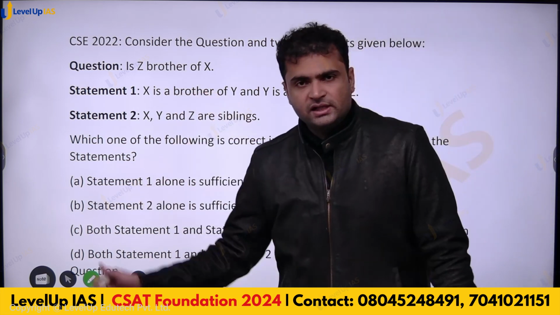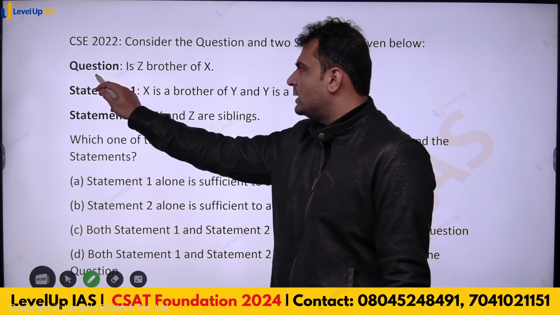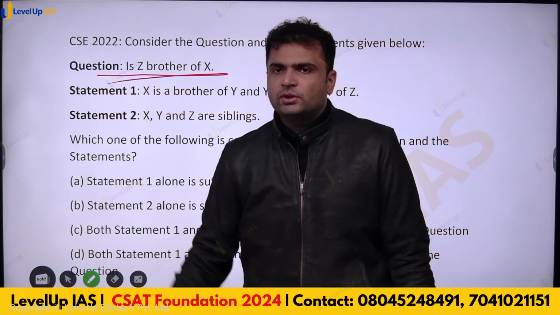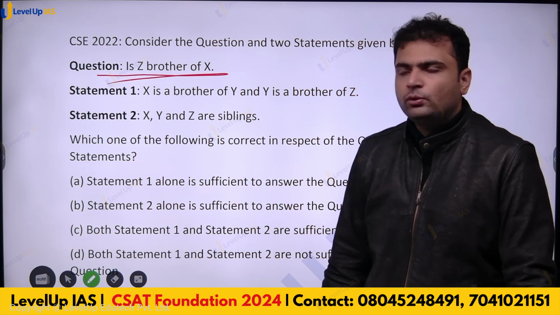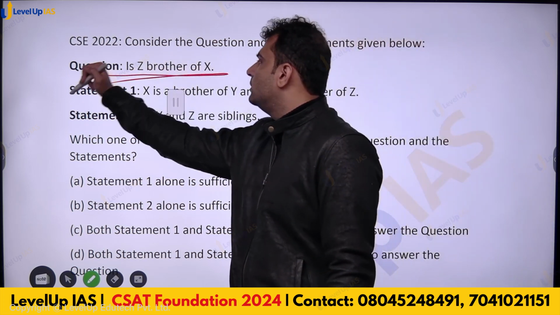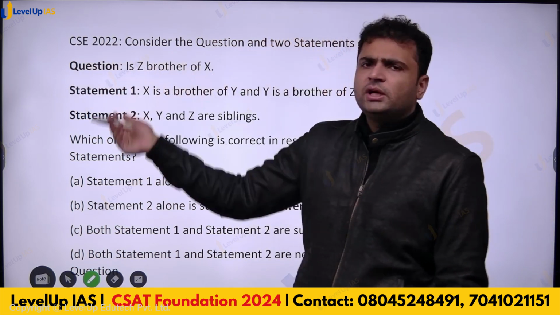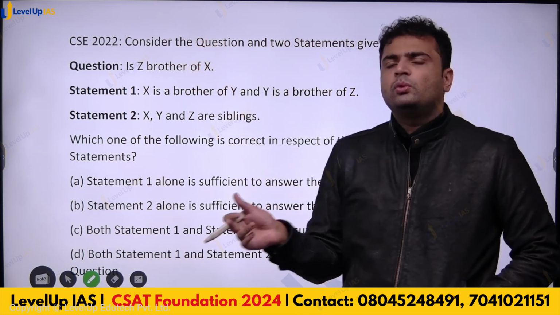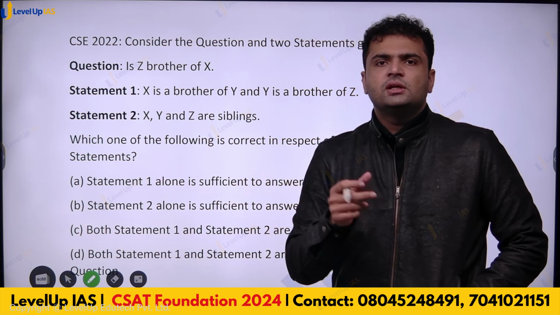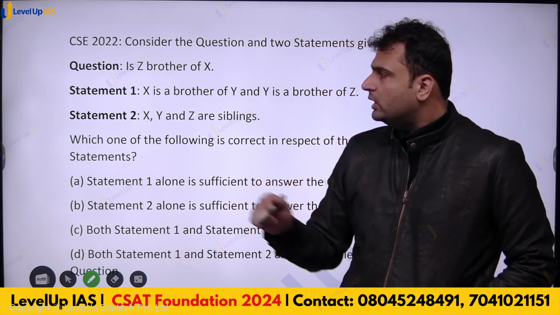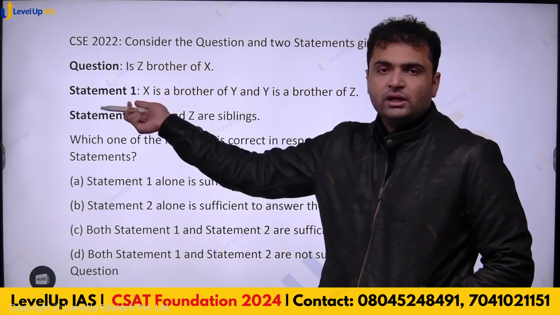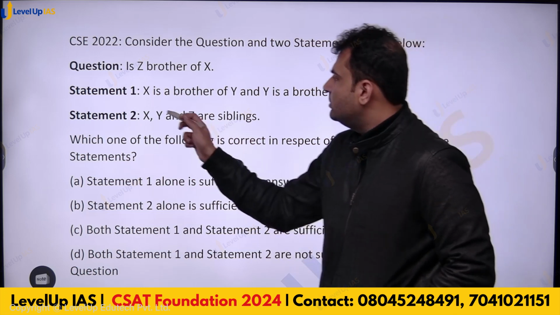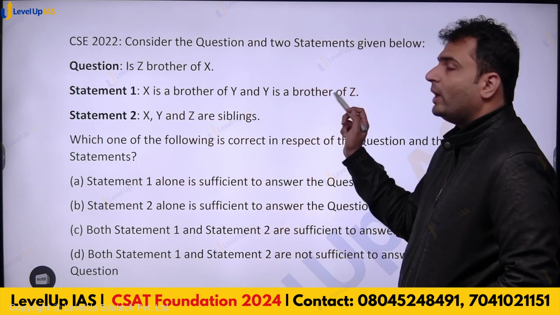The question is a data sufficiency question. We just have to answer whether it is possible to answer the question. We don't actually have to answer the question in the affirmative or negative way. The question is: is Z brother of X? So we want to establish whether there is a sibling relation and Z is male, so that Z would be brother. Statement 1: X is brother of Y and Y is brother of Z.